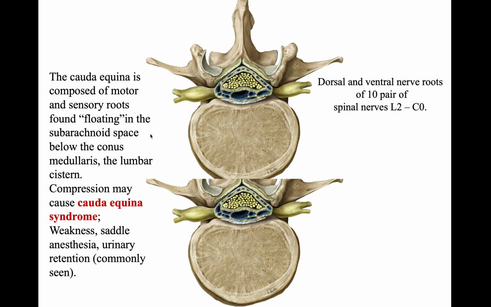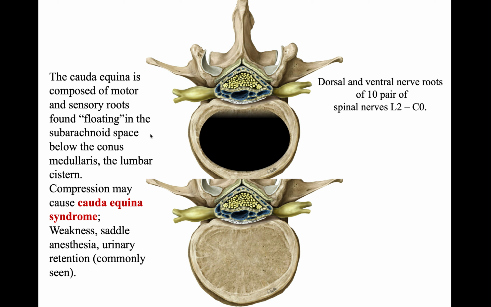The cauda equina itself can be more broadly affected as well, and in this case, this would cause what's known as cauda equina syndrome. And so this can cause weakness in the lower extremities as well as saddle anesthesia, so in the region of the perineum. And then commonly you'll also see urinary retention in these patients.